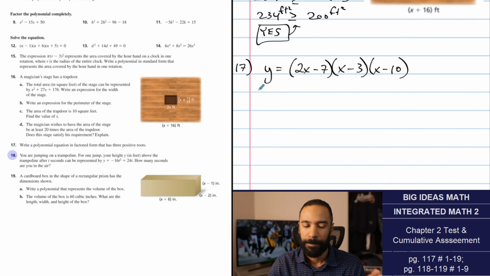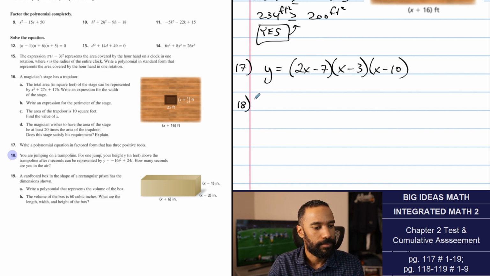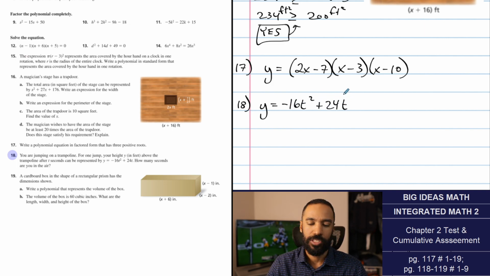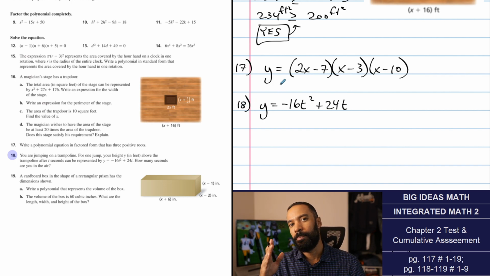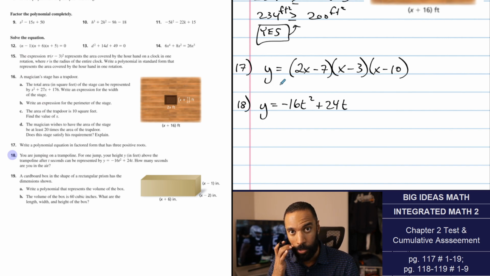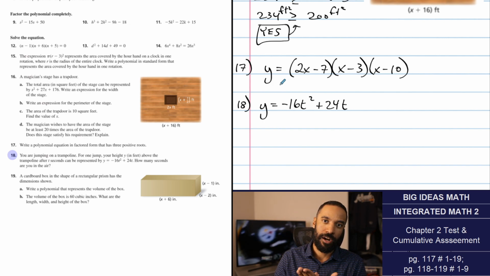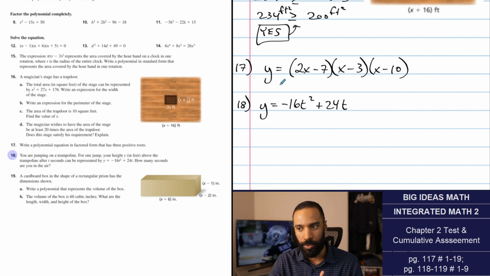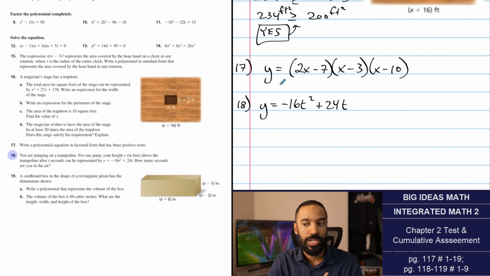Number 18, you are jumping on a trampoline. For one jump, your height y in feet above the trampoline after t seconds can be modeled by y equals negative 16t squared plus 24t. How many seconds are you in the air? Your feet on the trampoline are at 0 feet. Once you leave it, you go up in the air. This would be modeled by a parabola on a graph, but when t equals 0, you're actually still on the trampoline. We're going to find that is one of the answers.